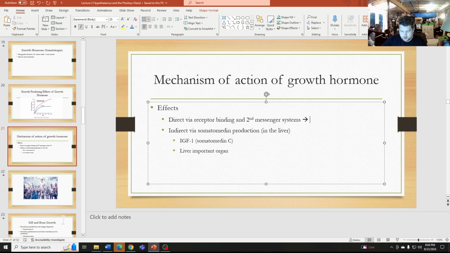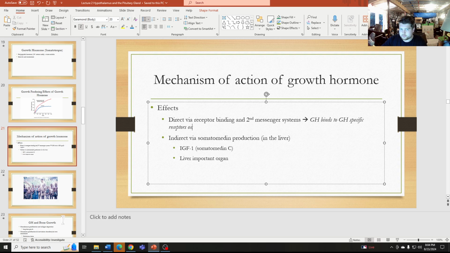So the growth hormone binds to growth hormone specific receptors on target cells, which stimulates the production and secretion of IGF-1. So that's actually more specific to the liver. So growth hormone is going to bind to the growth hormone specific receptors on the different target cells. So it's going to go and bind to different parts of the body.